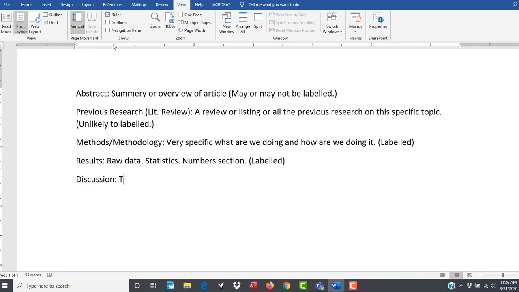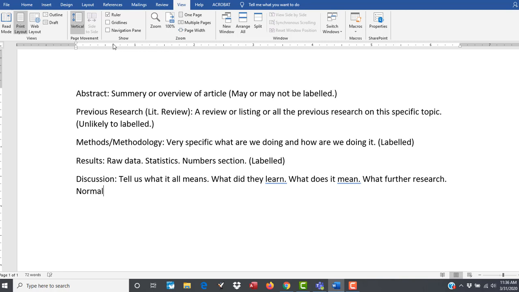The next section is called discussion. This is where they tell us what it all means. What did they learn? What does it mean? For me, when I get to the discussion section, this is where I often feel like they're finally speaking normal English. The first sections before this are all going to be very technical, very academic in nature. The discussion section is going to be slightly more relaxed, and I'm going to feel like I more easily understand.